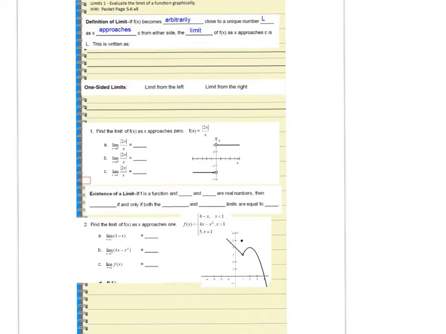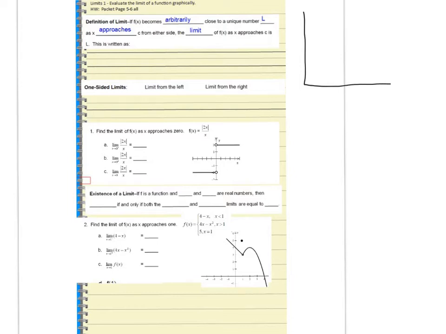So I'll start as always by reading the mathematical definition of limit, and then we'll discuss what it means. If a function becomes arbitrarily close to a unique number L as x approaches c from either side, the limit of f of x as x approaches c is L. So, as always, let's see what this means mathematically.